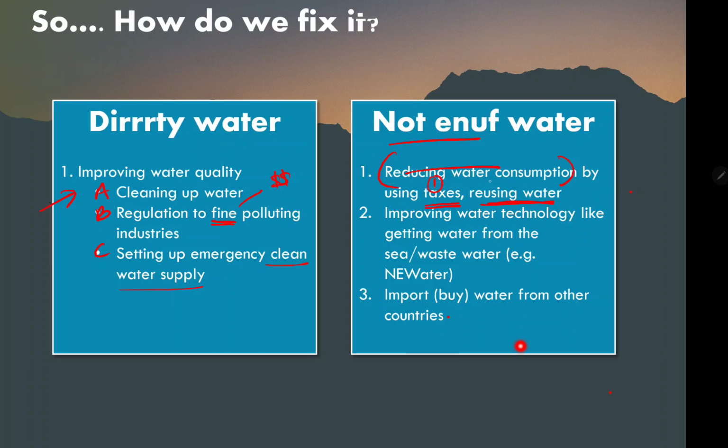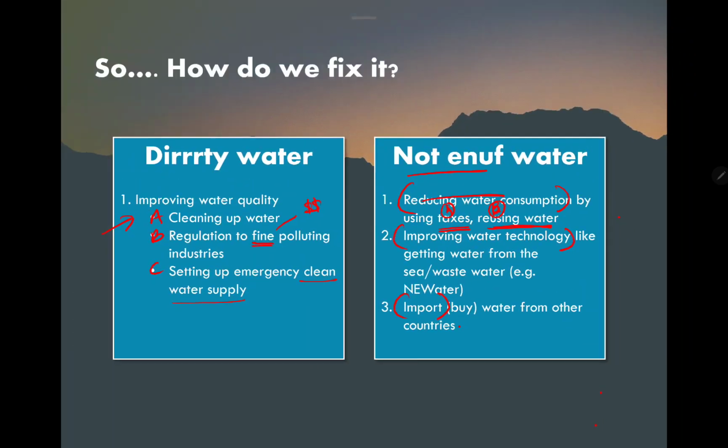So again, first strategy, second strategy. We will put A and B. Improving water technology. This one is Singapore, very classic Singapore. We have NEWater, right? We have desalination. And the last one, we import water from other countries. Again, classic Singapore. So as you read through, I want you to look out for and find out all these different arguments, which also leads me to your holiday assignment.